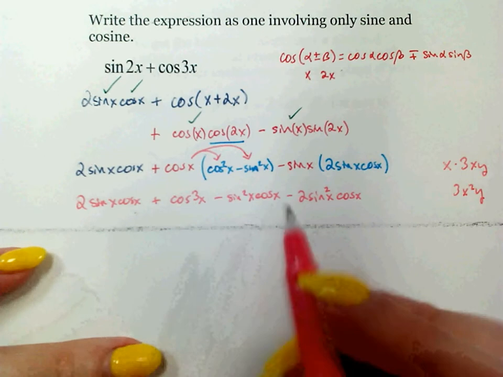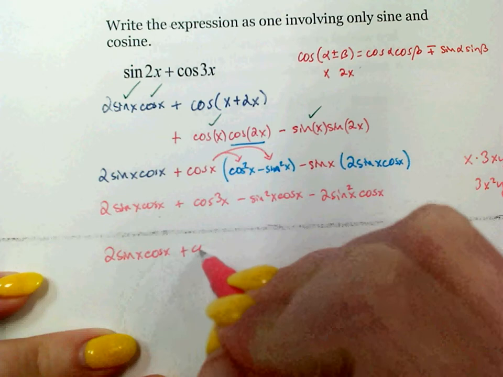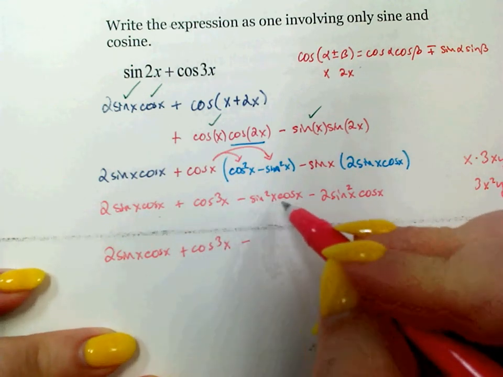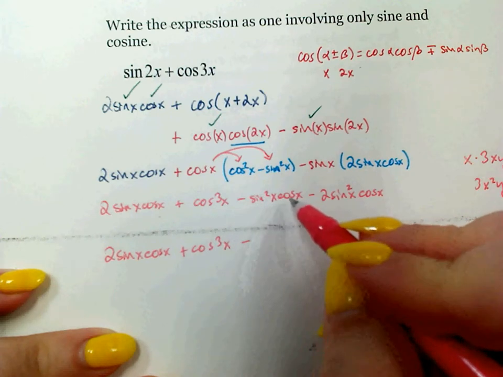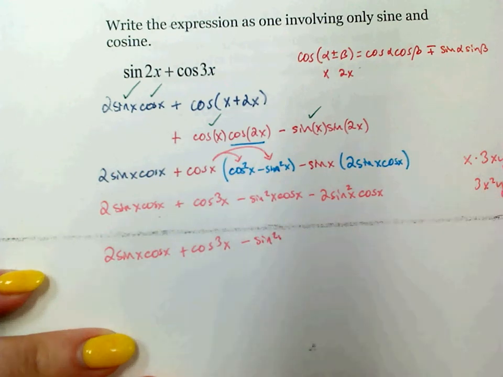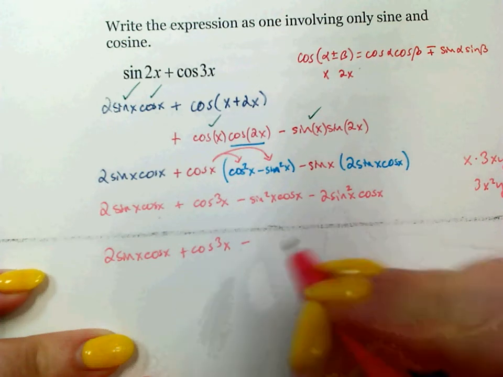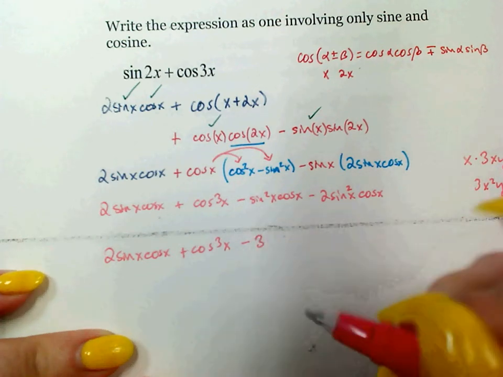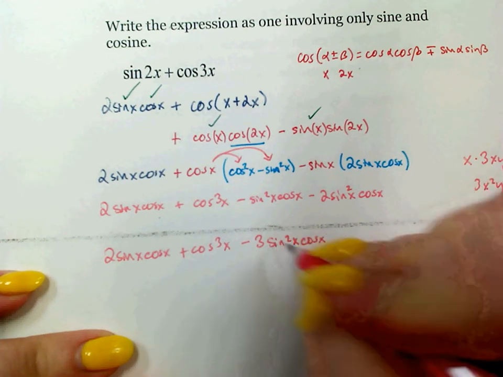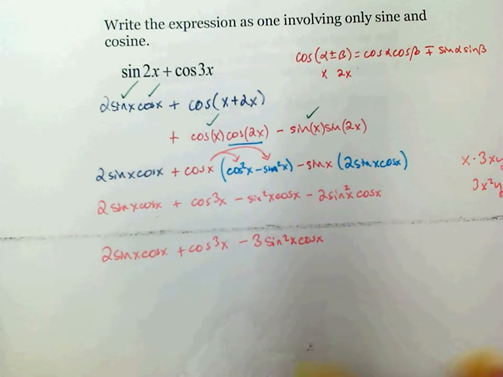So I've got 2 sine x cosine x plus cosine cubed minus, now technically a lot of textbooks you'll see they'll write the lower power terms first, but I guess I was just sticking with the sine cosine. Didn't really matter. Oh, I'm supposed to combine them anyway. Alright, so negative 1 of these minus 2 of these is negative 3 of these. So minus 3 sine squared cosine. And that is an expression involving only sines and cosines with no double or triple angles.